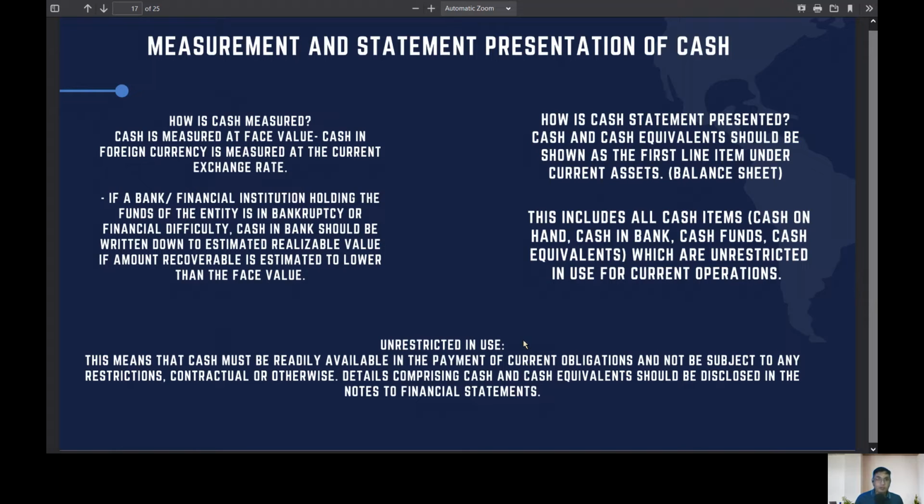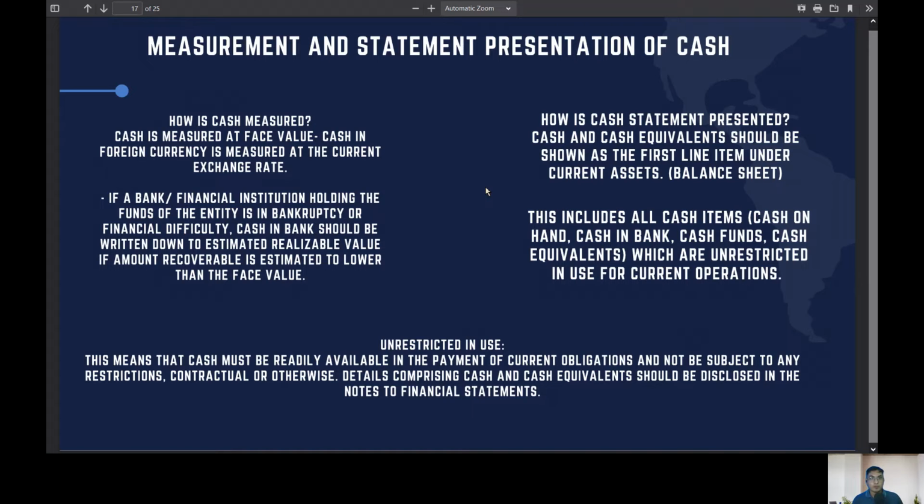So after that, how do we measure cash and statement presentation of cash? For now, let's talk about how cash is measured. Cash is measured at face value. Cash in foreign currency is measured at the current exchange rate. So we measure cash at face value. Face value is when, let's say, 100 pesos, its face value is still 100 pesos. No change, more or less.